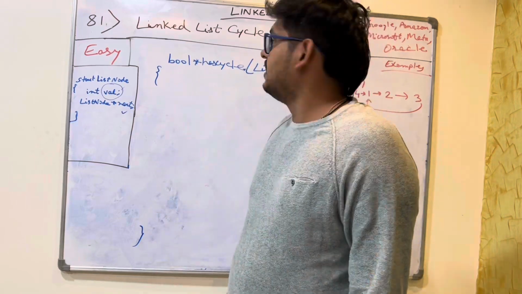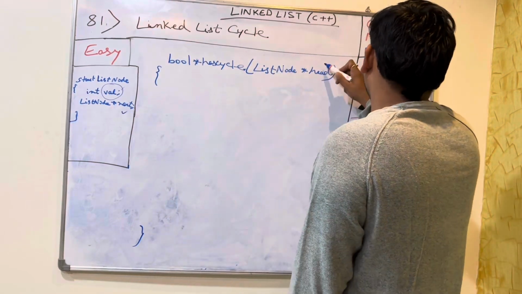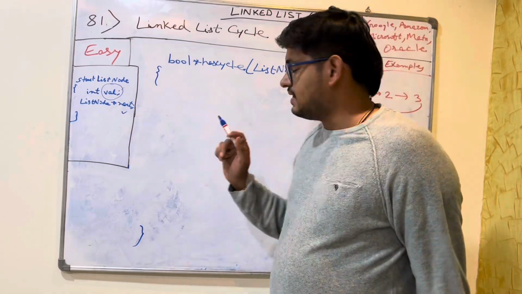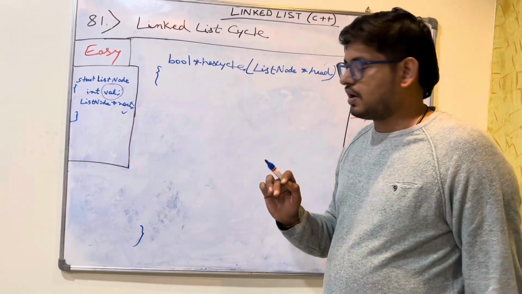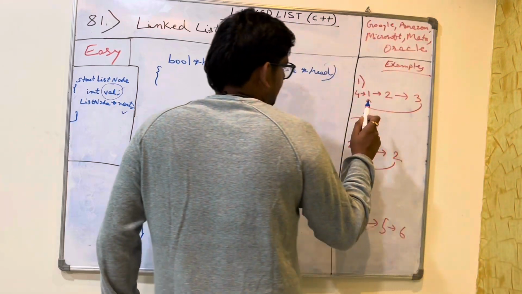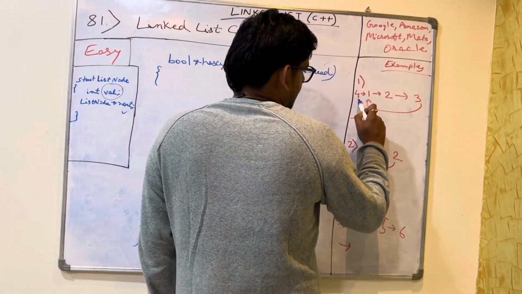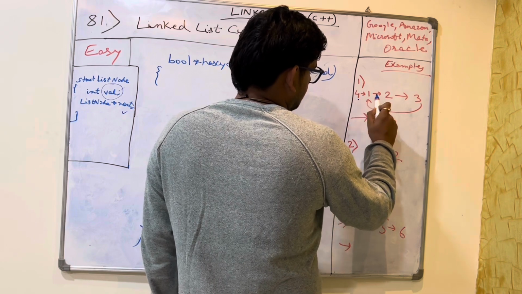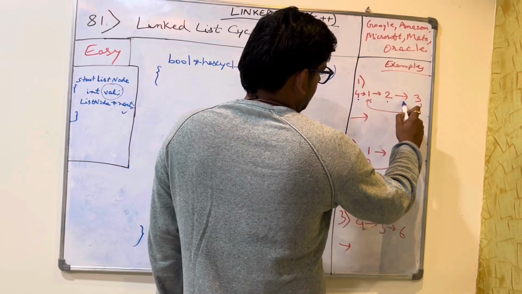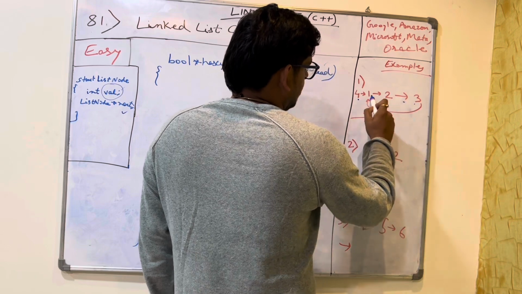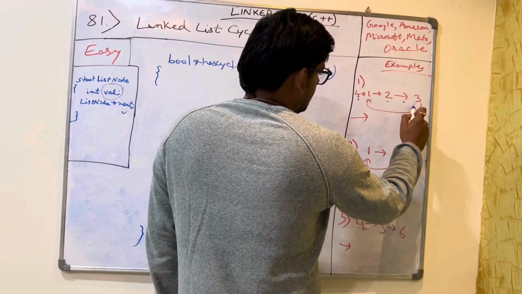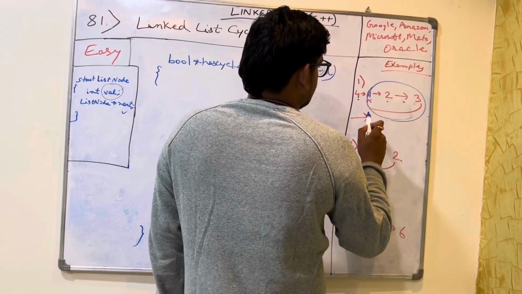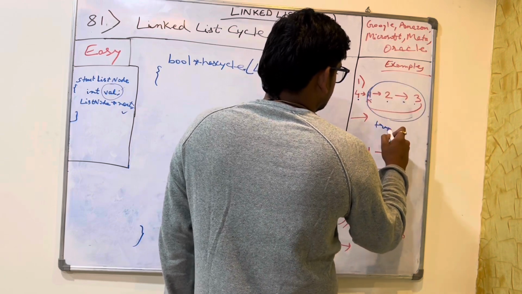Linked list cycle. We are given the head of a linked list and we need to determine whether there is any cycle in this linked list or not. By cycle we mean that here in this first example, 4 is pointing to 1, 1 pointing to 2, 2 pointing to 3, and then 3 again pointing to 1. So 1, 2, 3 is forming a cycle. Since this has a cycle, we will return true.